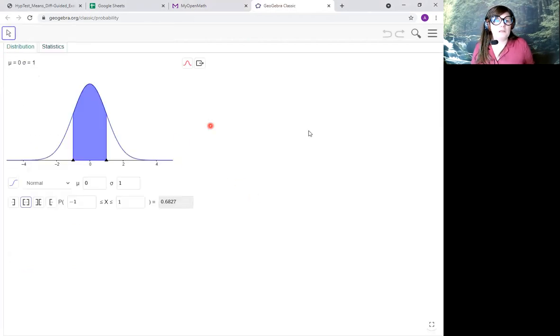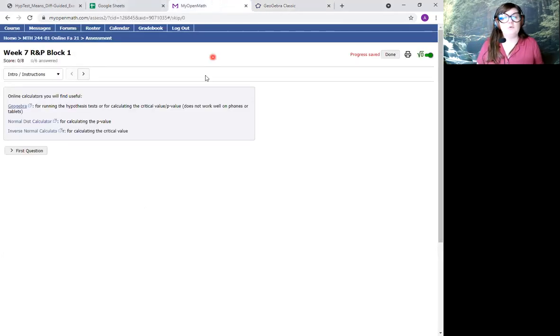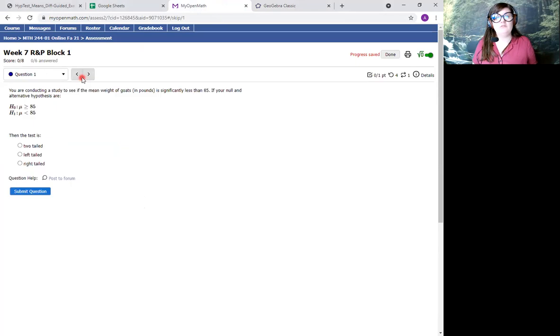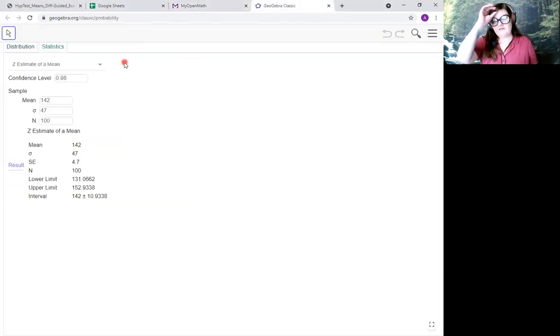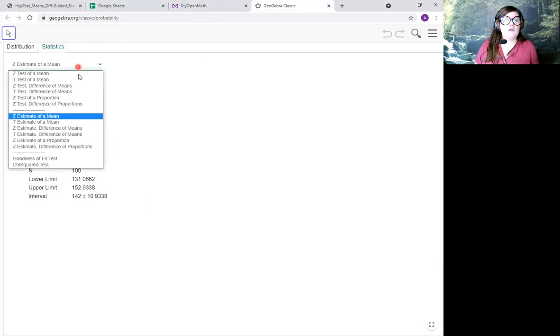If you're in the distribution tab, you would use this to either calculate critical values, or you could build the sampling distribution, put your z-score in, and calculate your p-value. You could do either with this, but what we're going to use is not the distribution tab, but the statistics tab. I know you've used the statistics tab before when we were doing confidence intervals. I told you that this had a confidence interval calculator in it, right? And those were the estimates.